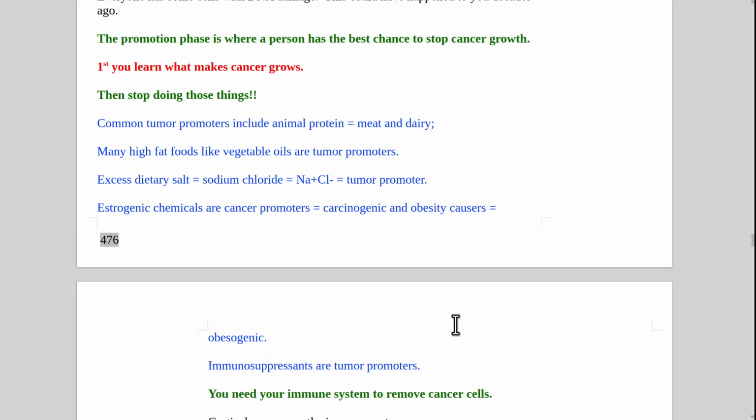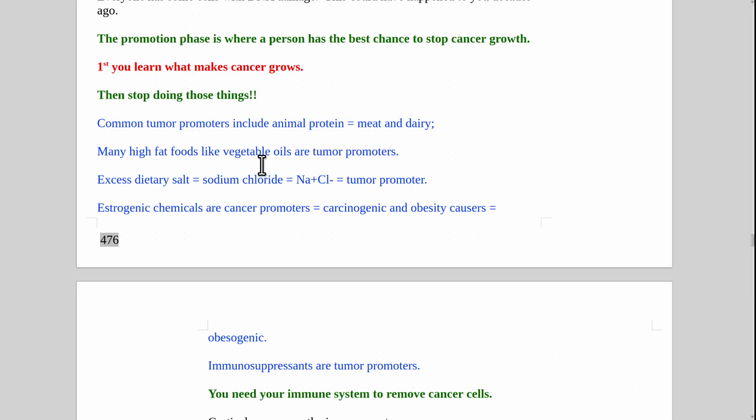Let's see. Oils are tumor promoters. Vegetable oils, anything that causes leaky gut is going to make you have increased postprandial endotoxemia with bacterial endotoxins, including LPS from gram-negative bacteria, LTA from gram-positive bacteria, and that prothrombotic situation is going to lead to more hypoxia. It's going to favor cancer, so you don't want that.